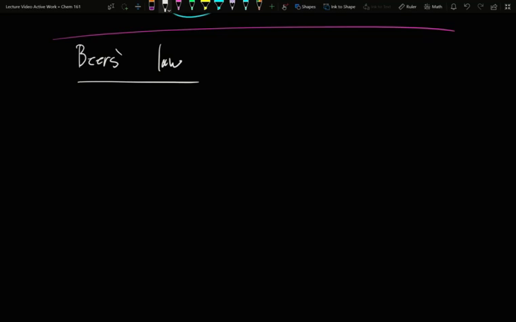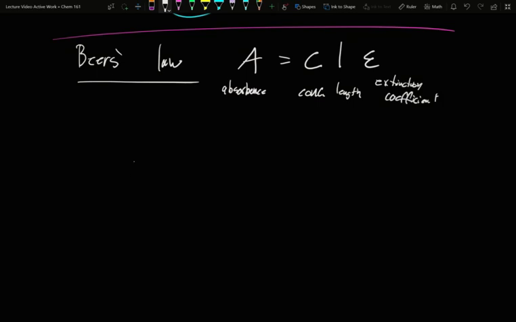In this video, we're going to discuss Beer's law. Beer's law involves the absorption of light and why certain amounts of light are absorbed at different wavelengths, how intense that absorption is. There's an equation that says A, the absorbance, is equal to the concentration, the path length, and epsilon, the extinction coefficient.